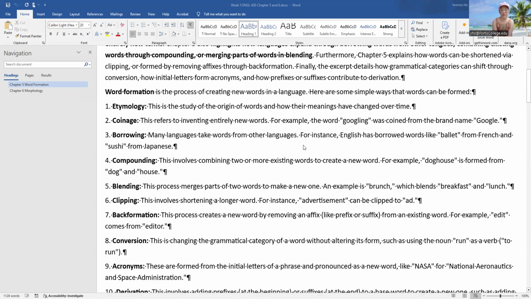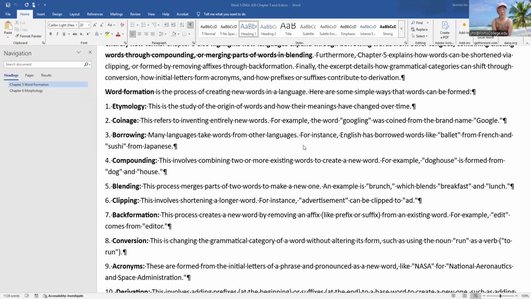Word formation is the process of creating new words in a language. Etymology. Etymology is the study of the origin of words and how their meanings have changed over time. Coinage. This refers to inventing entirely new words. For example, the word Googling was coined from the brand name Google. Borrowing. Many languages take words from other languages. For instance, English has borrowed words like ballet from French and sushi from Japanese.